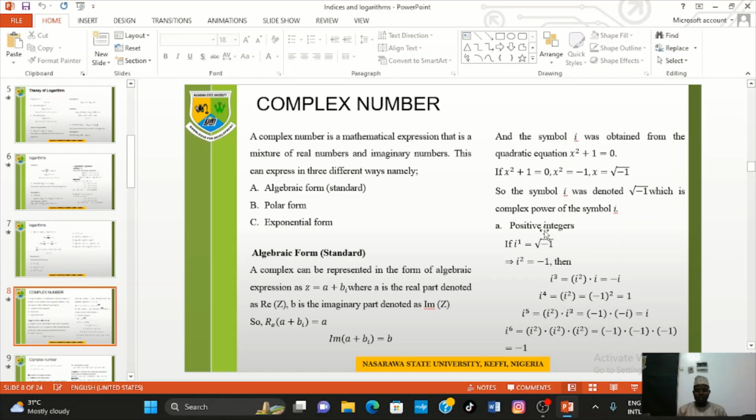At this point, I believe we understand how we can handle the ones we have done. So now we go for that. We talk of the complex number. A complex number is a mathematical expression that is a mixture of real numbers and imaginary numbers.